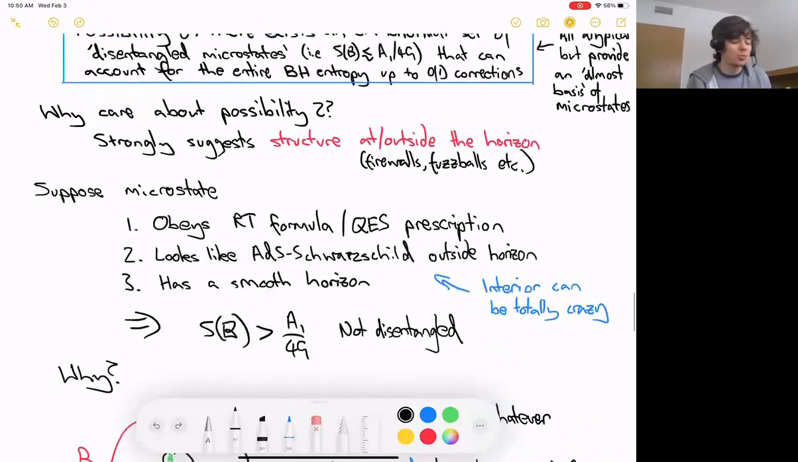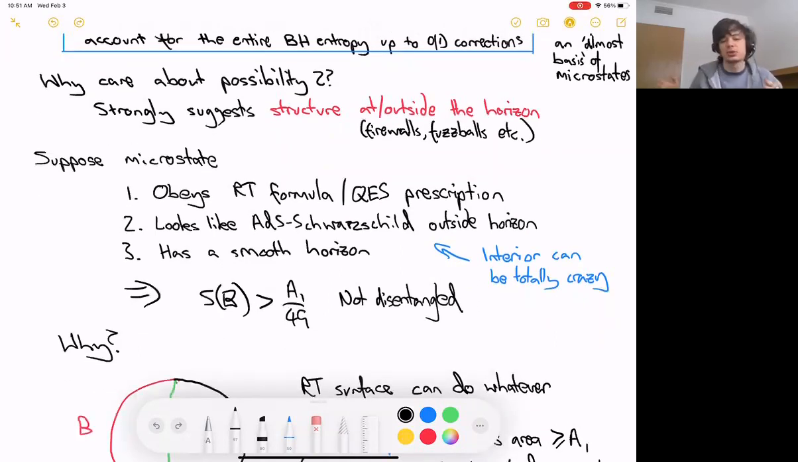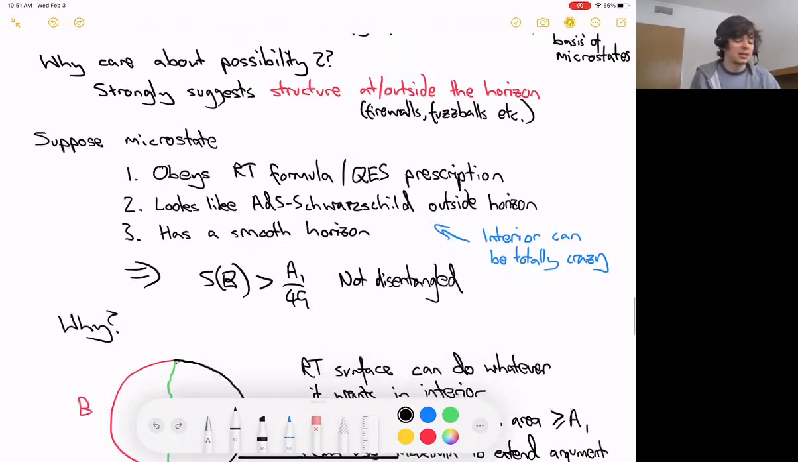So why do these disentangled microstates suggest that you should have some sort of structure at the horizon? Well, let's assume you have some microstate that firstly is going to obey the Ryu-Takayanagi formula, or really the QES prescription, but I'm not going to worry too much about quantum corrections. Secondly, you want it to look like an AdS Schwarzschild black hole as far as the horizon. And thirdly, you want the horizon to have a smooth geometry.